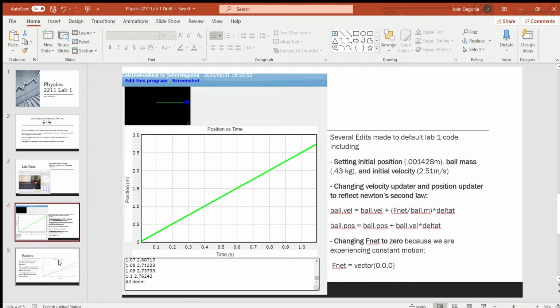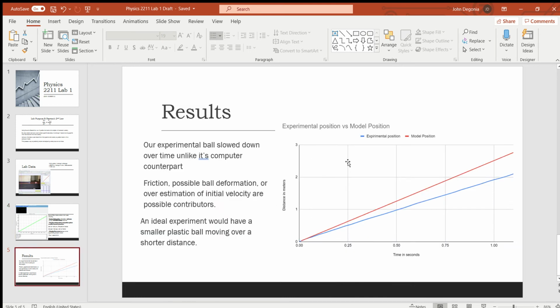Beyond that, let's look at the results we actually got. So here, the red line is our model. It's straight as you would expect with perfect constant velocity. And our blue line here is the experimental position. You can see at the very beginning they are similar, which is what we'd expect because the computer model, in red, is based off the initial movement of our ball. But you can see the ball starts to slow down, starts to get a little wobbly.